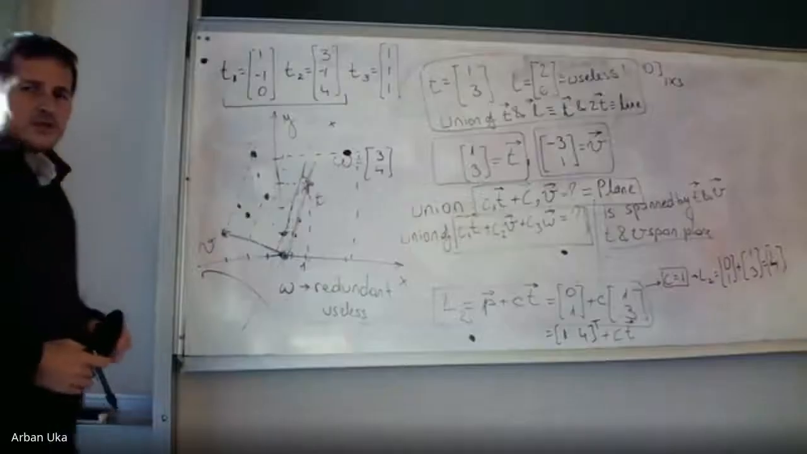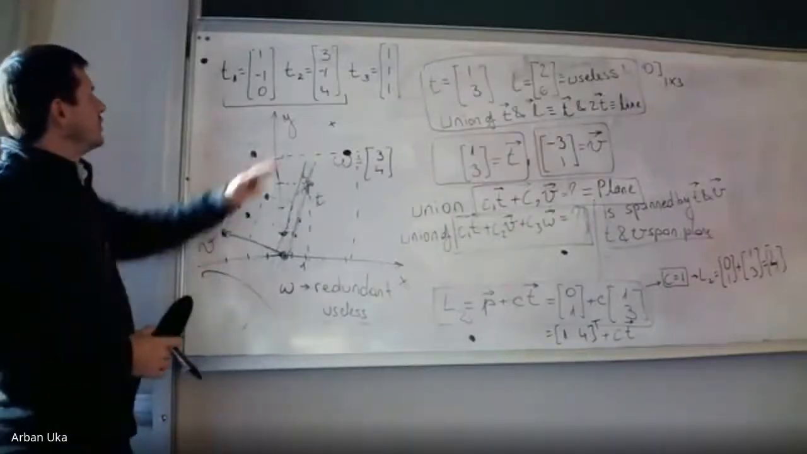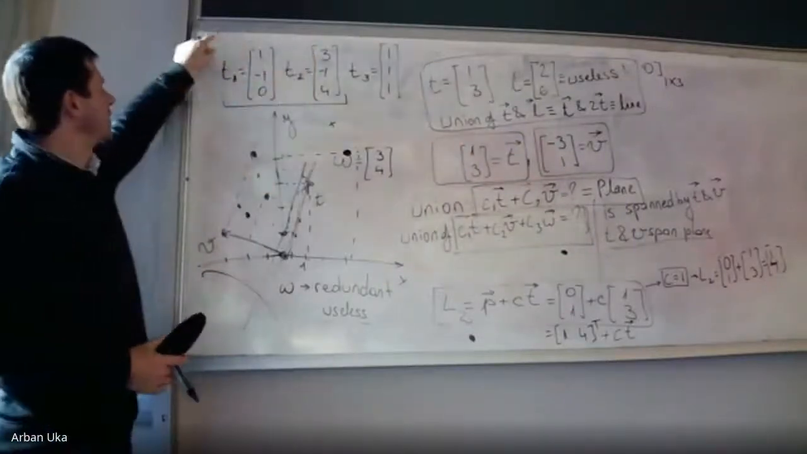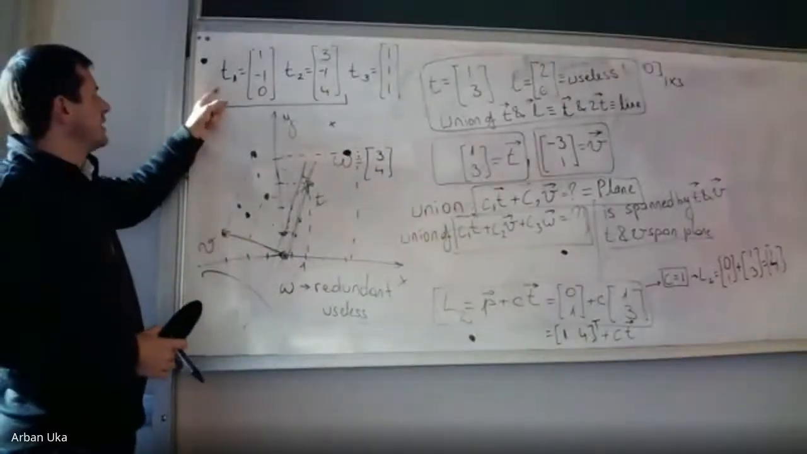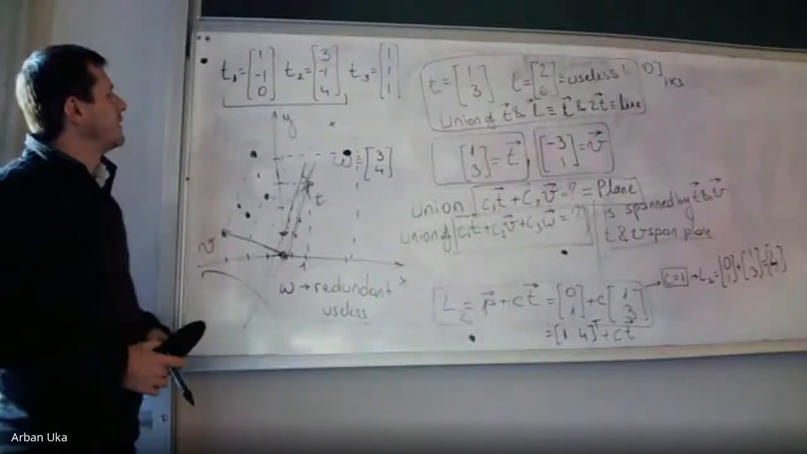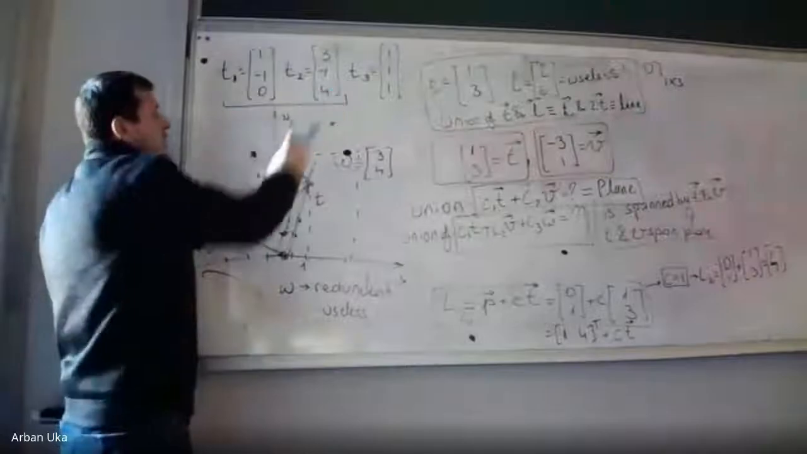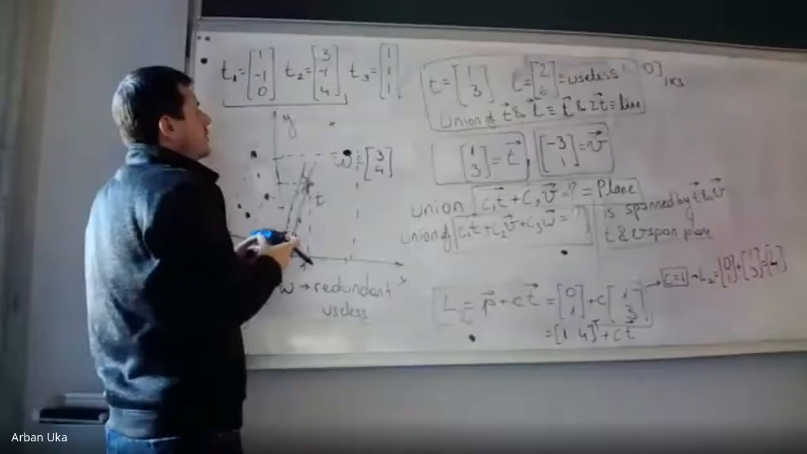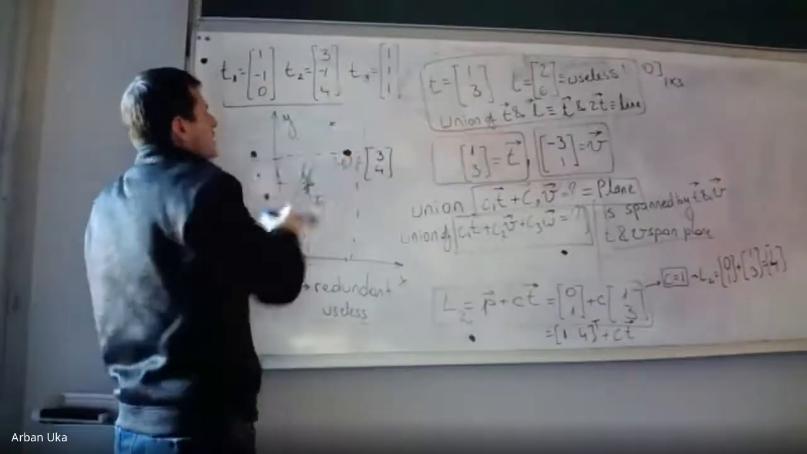It's a plane, that's correct. What is the union of T1 alone? Let's assume we have only T1. A line. That's correct. T1 alone is a line. T1 and T2 constitute a plane. And then we have space with T3. We have two-dimensional space. If we add T3, what would be the union of T1, T2, and T3? Three-dimensional space. That's true.